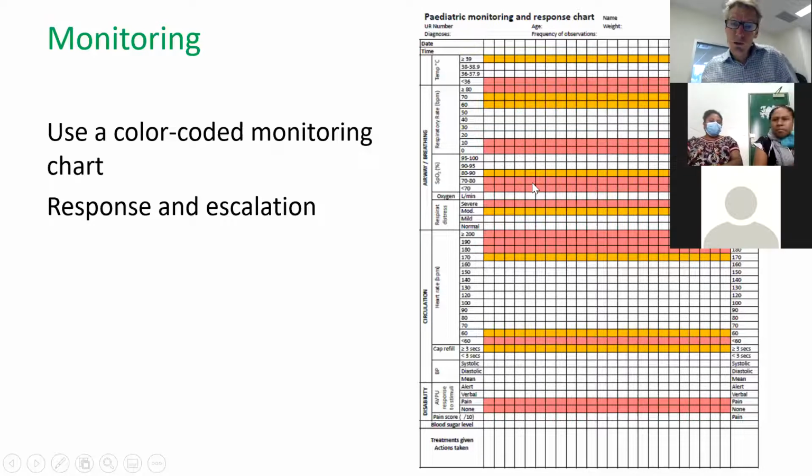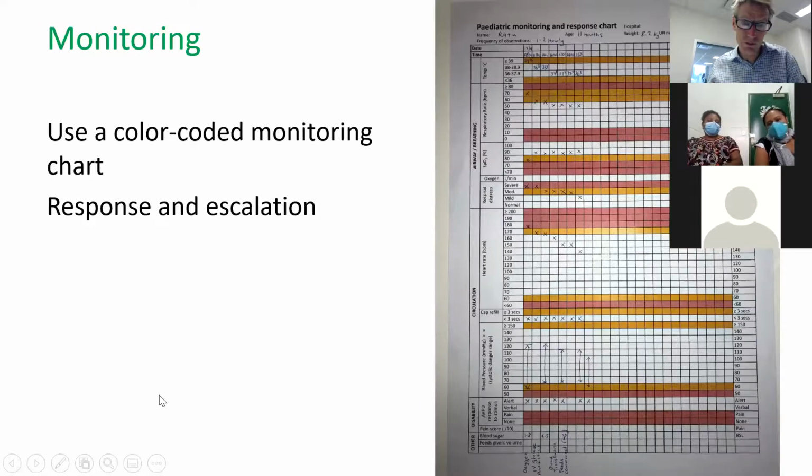And so if you use the monitoring and response chart, then you need to have a method of escalating. So if a child goes into the red zone, then they need to have a doctor come to the bedside and check them out and assess them and make some changes. All right. This type of monitoring has been done in hospitals all throughout the world, and I think it's something that we should do more often.